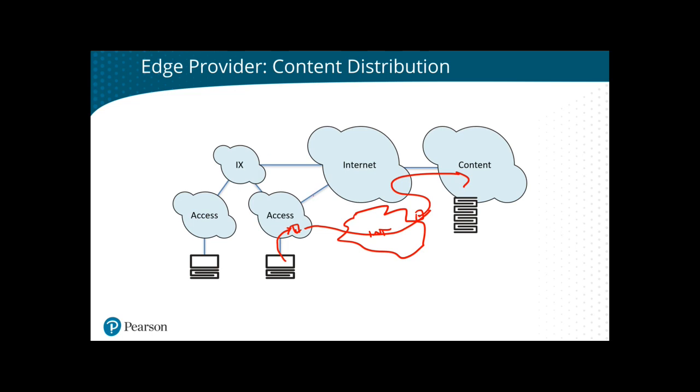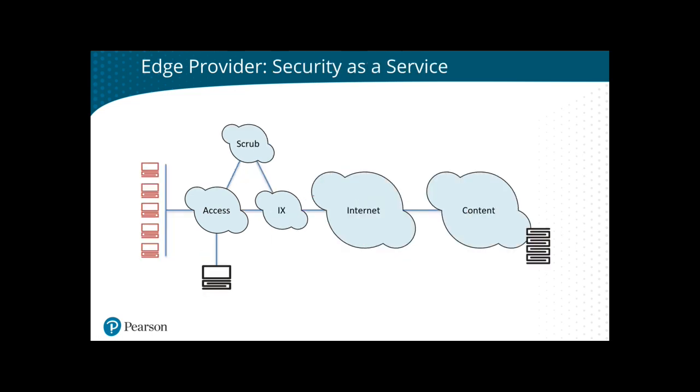So there's a lot that these edge providers do. Another thing edge providers provide is security as a service. So say that you have a web server sitting over here, and somebody tries to DDoS it. They send terabits of traffic, 2 or 3 terabits of traffic, towards your server to try to shut your server down. Well, how do you solve that problem?